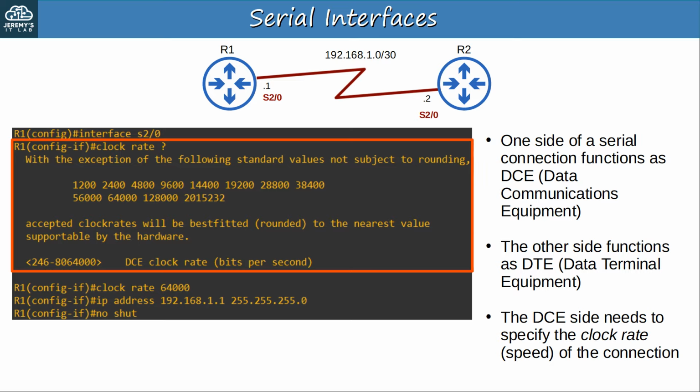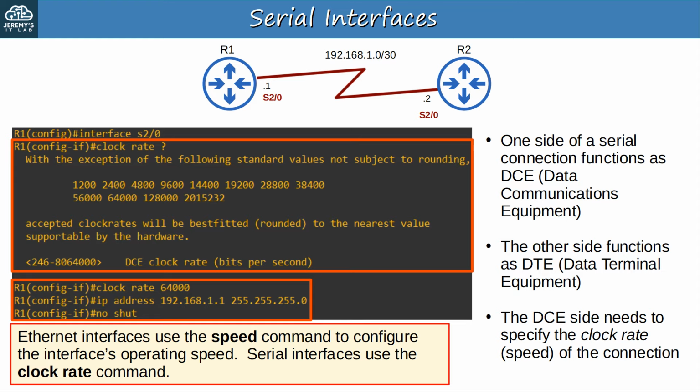The command is clock rate, and then you can see some standard values that can be used. All of these are in bits per second, by the way. I configured a clock rate of 64,000 bits per second, aka 64 kilobits per second, added an IP address, and used no shutdown. Here's an important point. Ethernet interfaces use the speed command to configure the interface's operating speed. Serial interfaces use the clock rate command.